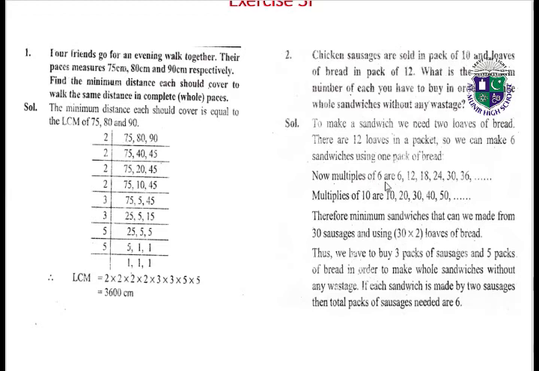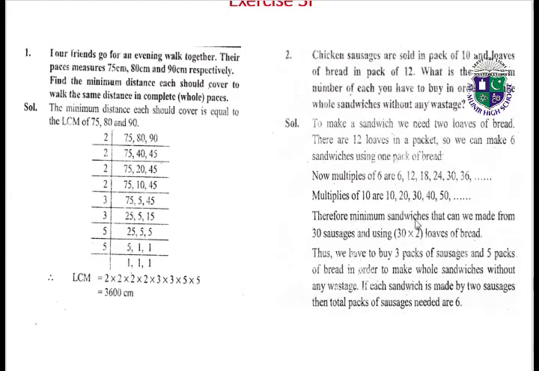Now multiples of 6: 6 1s are 6, 6 2s are 12, 6 3s are 18, 6 4s are 24, 6 5s are 30, 6 6s are 36, 6 7s are 42 and carry on. Multiples of 10, table of 10: 10 1s are 10, 10 2s are 20, 10 3s are 30, 10 4s are 40, 10 5s are 50 and carry on.